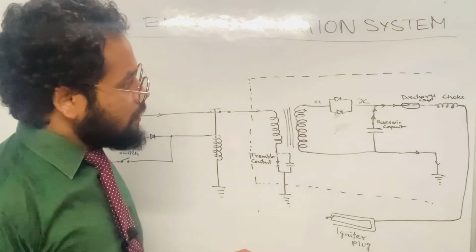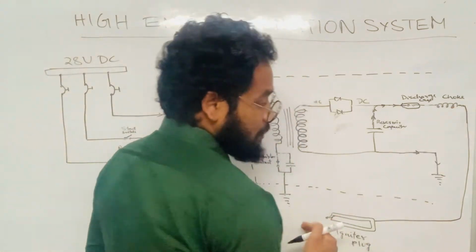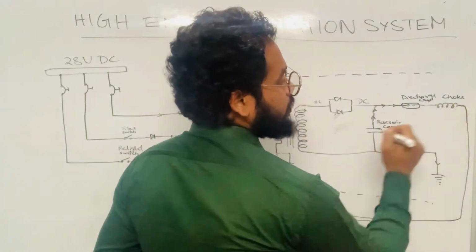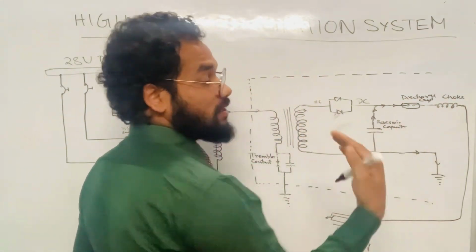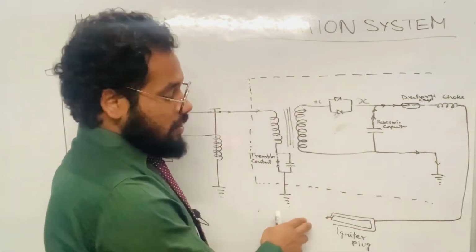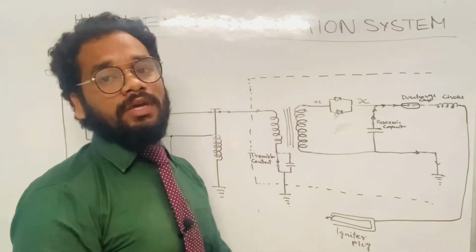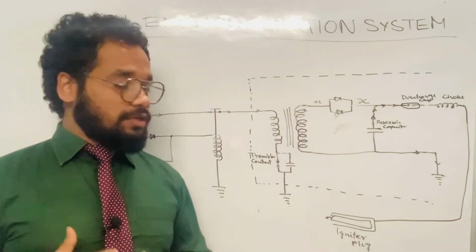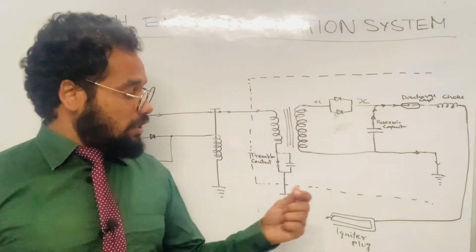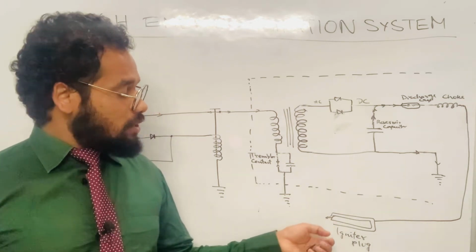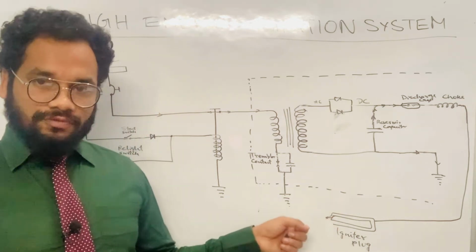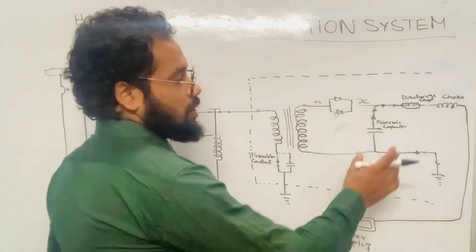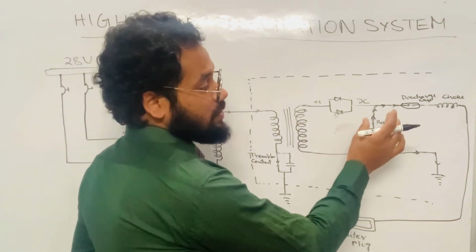Okay, so let me come back here. Why is this choke required? This choke is used to extend the duration of the spark the igniter plug will be producing. So friends, from here we came to know how the igniter plug produces the spark across its face. The high voltage comes from the reservoir capacitor when it's discharging.